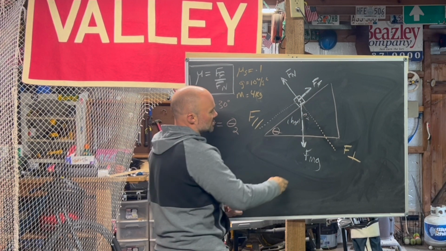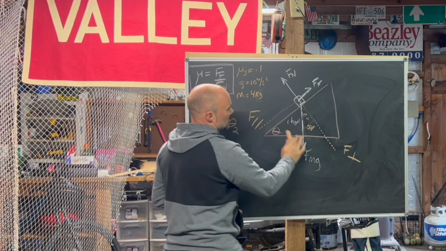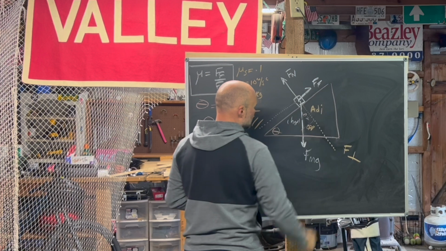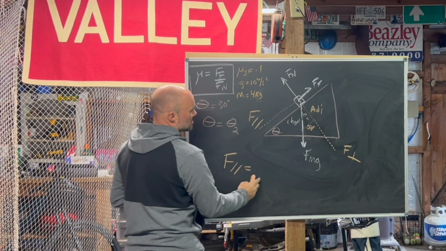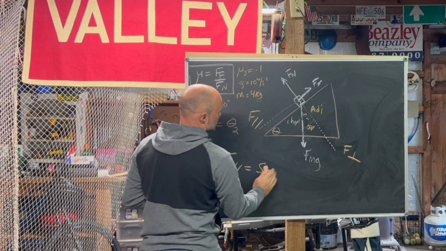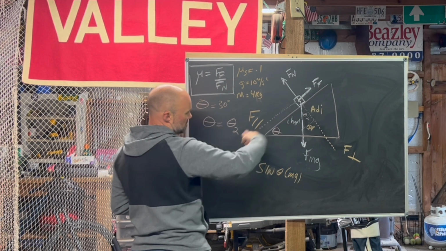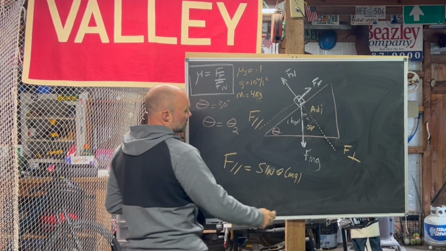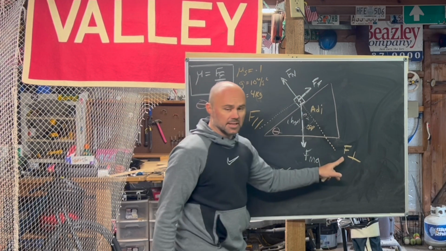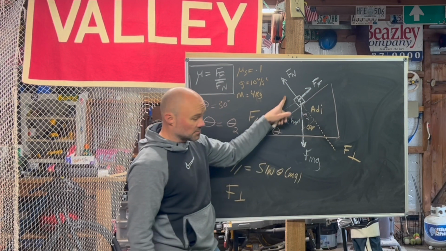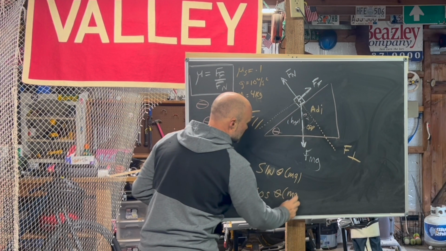Now you can see we've got ourselves a nice right triangle. This, of course, is our opposite. That's our hypotenuse. And this would be our adjacent. So in order to calculate the force parallel, we simply need to say it's sine theta times mg, which gives us the force of gravity down the ramp. And in order to calculate the force perpendicular, which is going to be equal in magnitude and opposite in direction to our normal force, we need to say, what is the cosine of theta times mg?